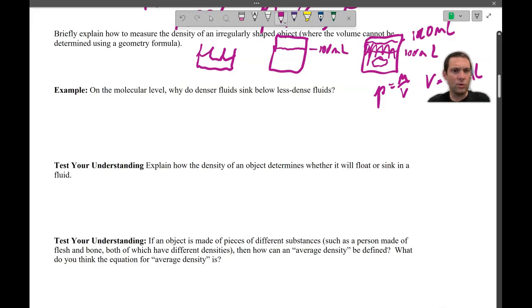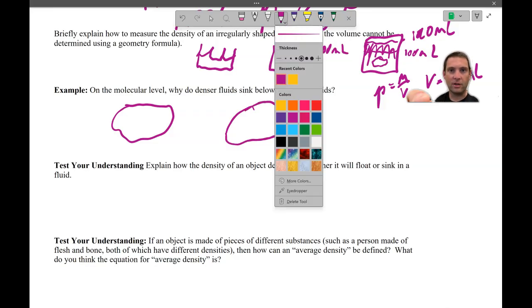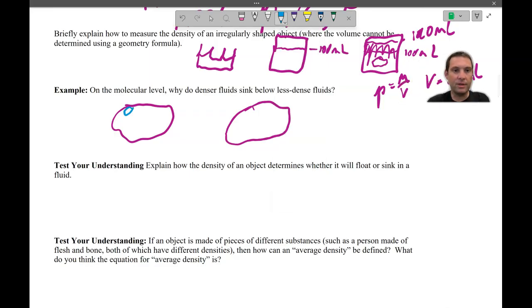On the molecular level, why do denser fluids sink below less dense fluids? Okay, let's say we have this pile of water here and this pile of oil over here. Surely from elementary school, we remember that water is more dense than oil, and you can stack them on top of each other. That is because water has more molecules closer together, and because there are more molecules closer together, there is a weight that each of those molecules collectively will have.